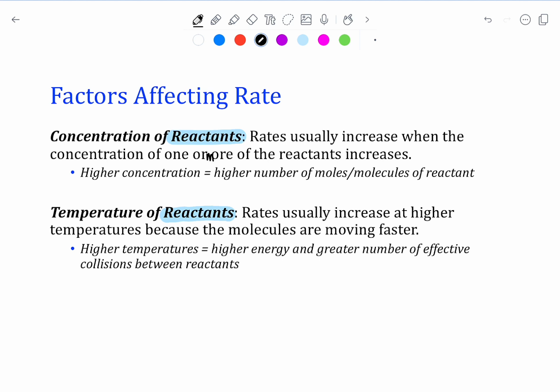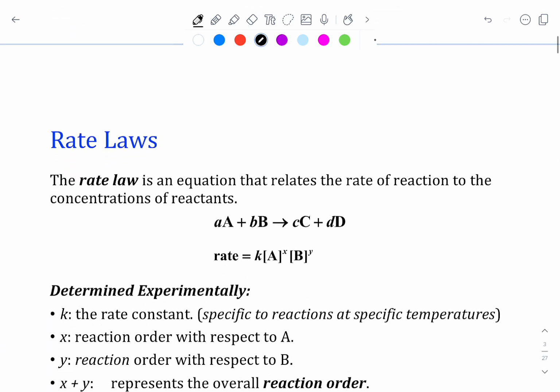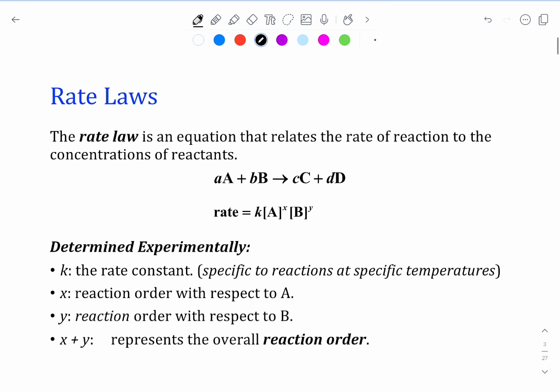So let's continue our discussion on the concentration of the reactants. We have to introduce something called a rate law. A rate law is an equation that relates the rate of the reaction to the concentration of the reactants. Now, in our previous lesson, I said that we had to make sure we know the difference between a rate expression compared to another term we were going to be using in the future, and rate law is that term. So a rate law and a rate expression are different.